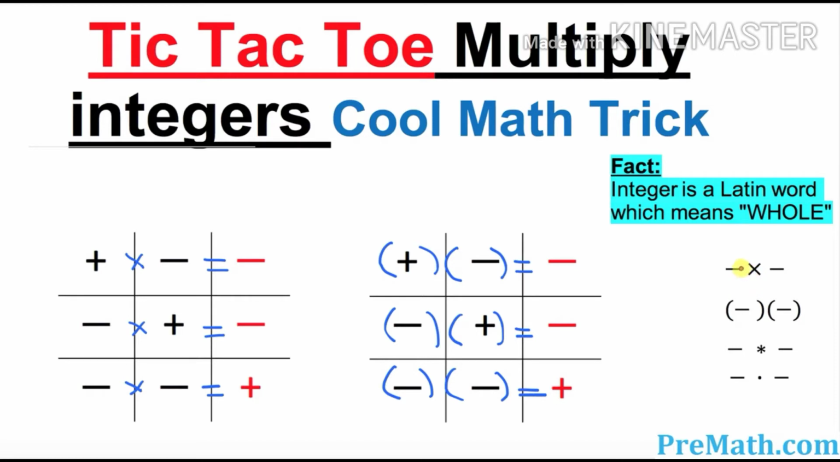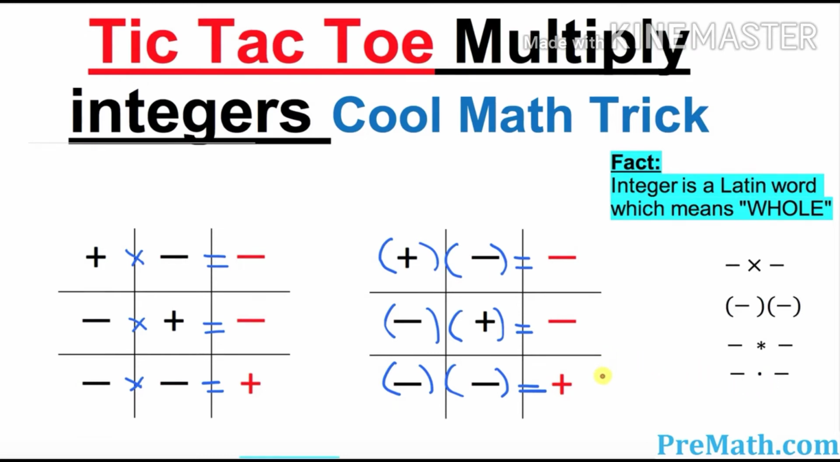Here are a few notations that you could encounter when it comes to multiplication. Sometimes we'll be using a cross, sometimes a parenthesis, sometimes an asterisk, or sometimes a dot. By the way, this is a dot, it's not a decimal. Just keep that in your mind.